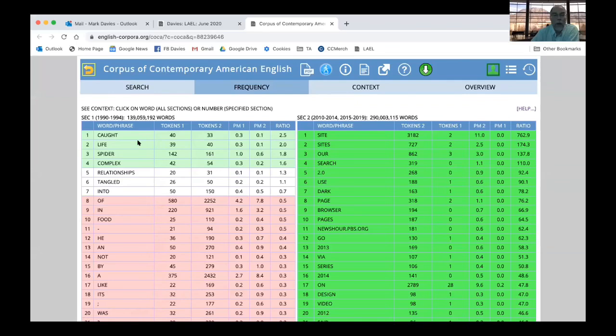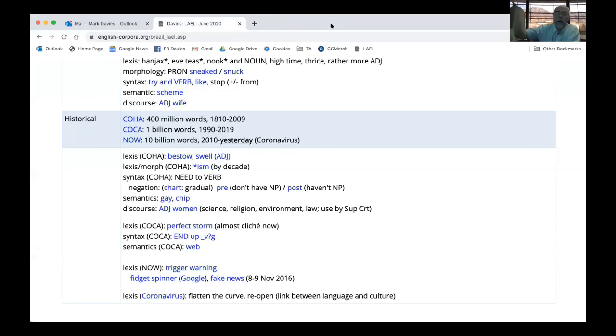Notice that back then when they were talking about a web, they were talking about a web of people or relationships or even a spider web. Whereas nowadays, of course, it's talking about technology. So again, we're using collocates here to compare two different sections of the corpus, for 1990s versus the last 10 years. Okay, so that's COCA, and COCA is nice because again, it allows us to look at very recent change.